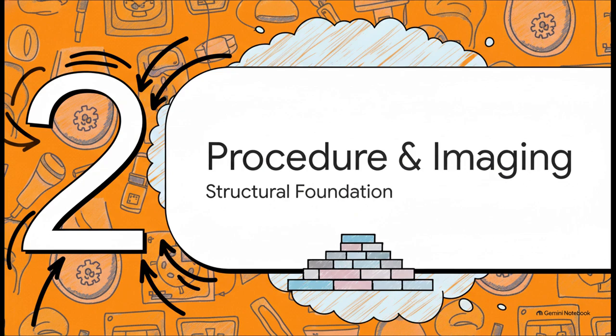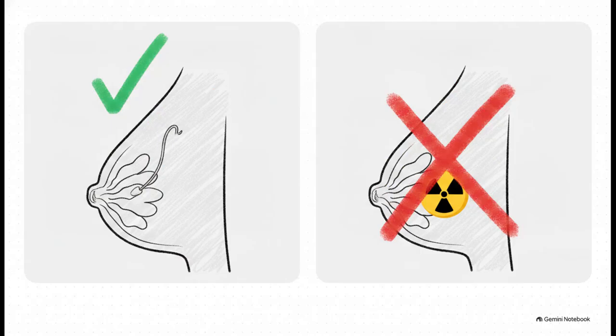Moving right along to establishing our procedure and imaging guidance, which is basically the structural foundation of your claim. Step 1 demands that we identify the exact procedure type. We have to immediately differentiate localization device placement. We're talking wires, clips, or pellets found in codes 19281 to 19288 from something entirely different like brachytherapy.